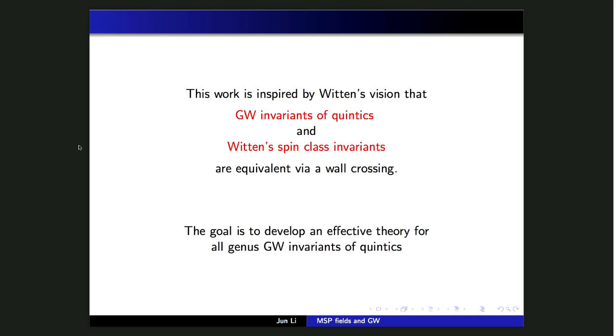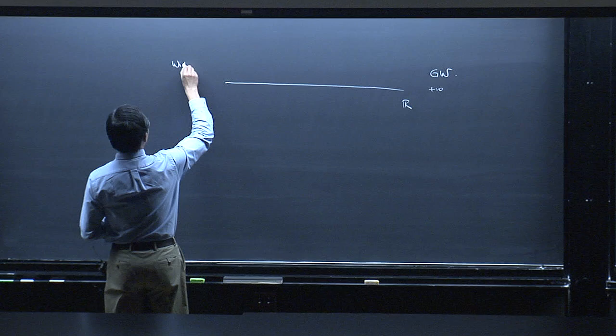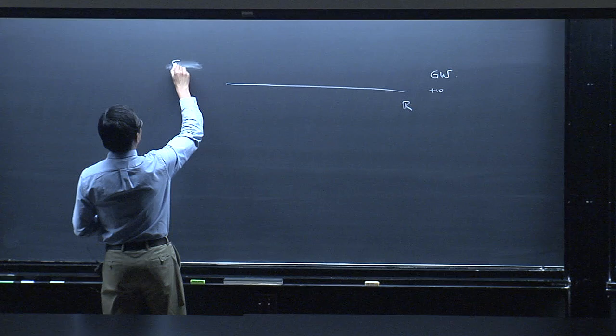So the mixed spin P field originated from Witten's idea. Witten has a paper quite a while ago. He mentioned that there's a line, and at the infinite level you have the Gromov-Witten invariants, and at the minus infinite level you have the Witten r-spin theory, so it's the FJRW theory.